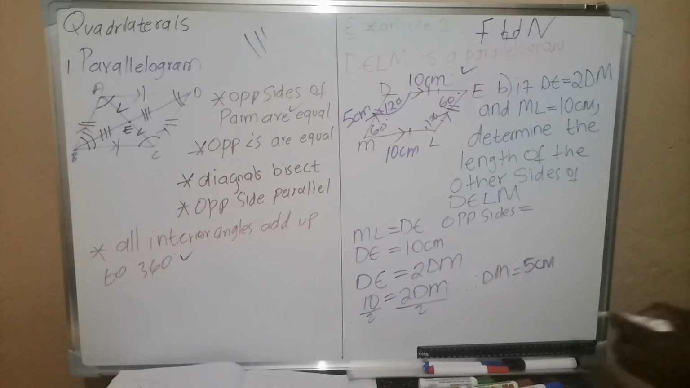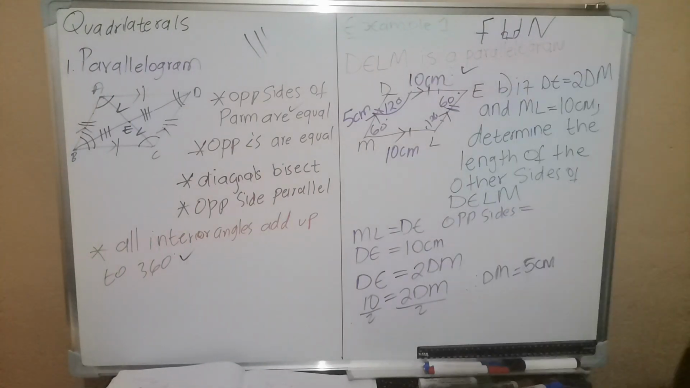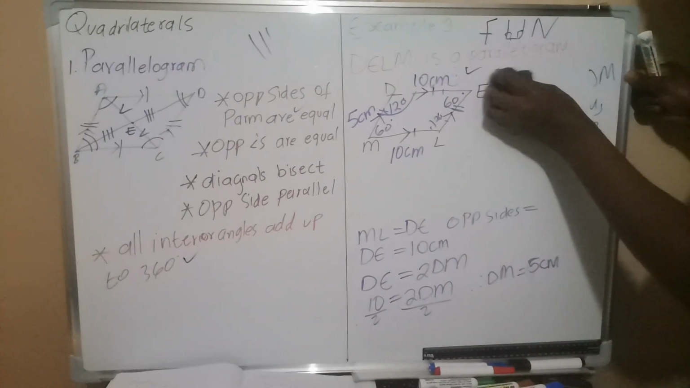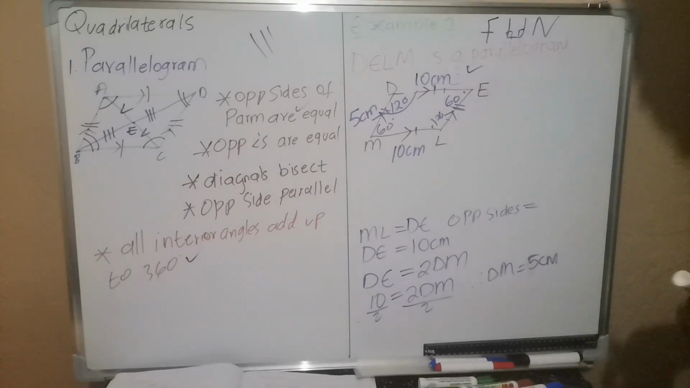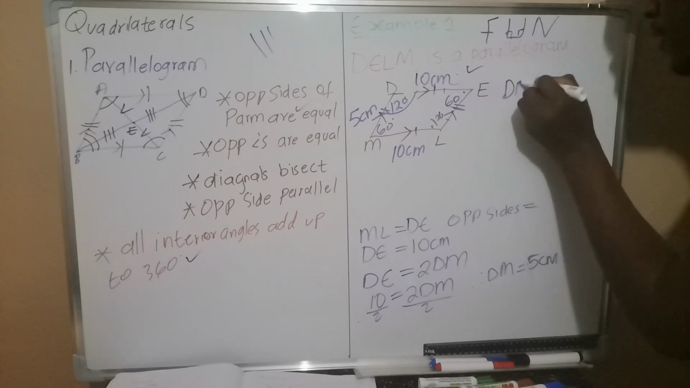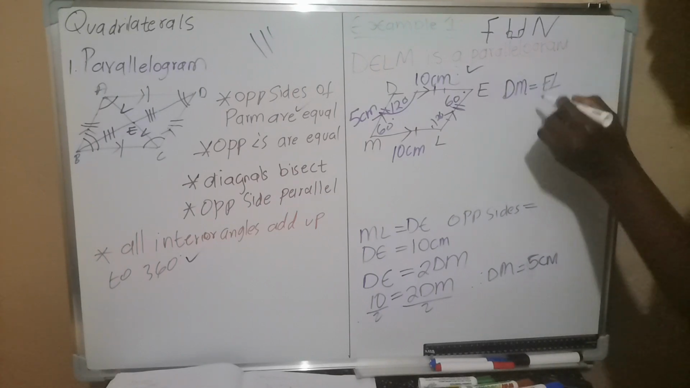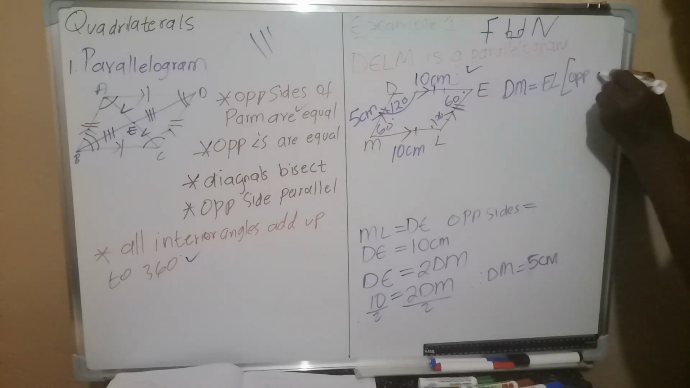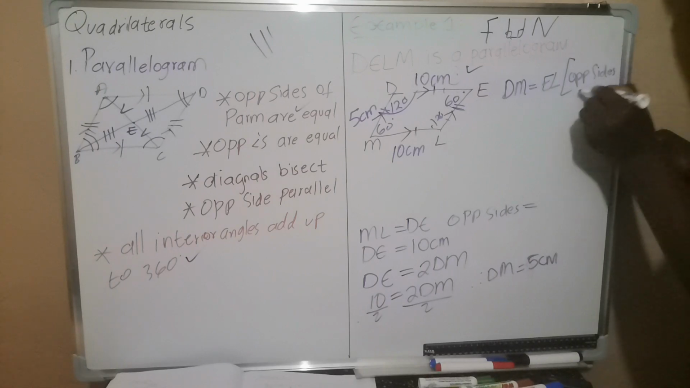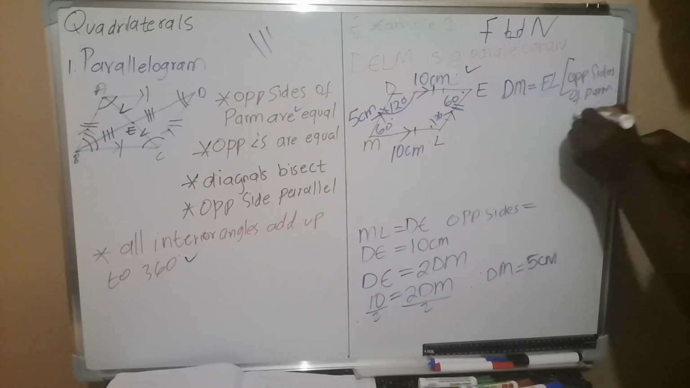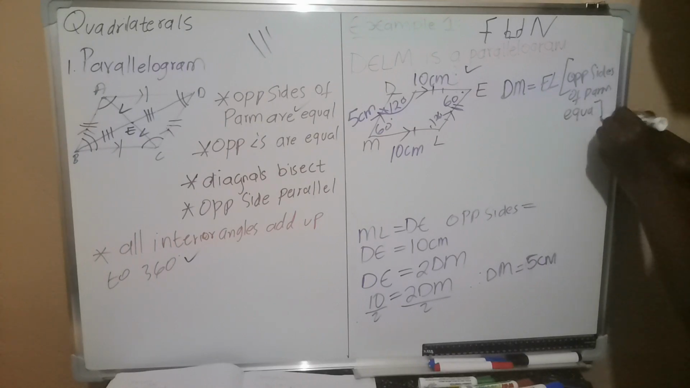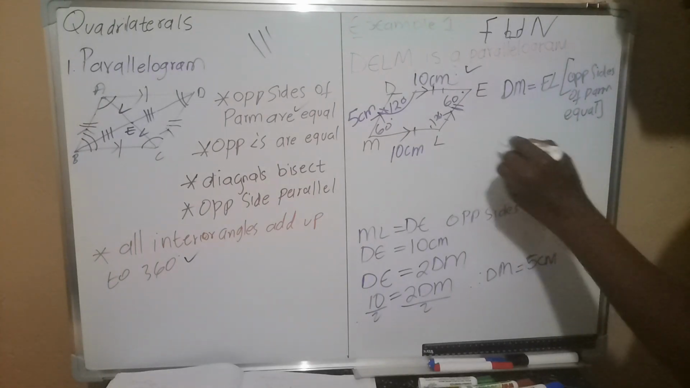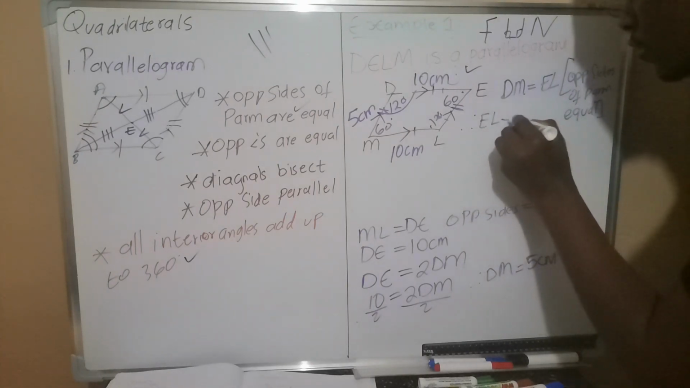Then DM. Now, DM is equal to EL. Why do I say these two sides are equal? Because opposite sides of a parallelogram are equal. DM is equal to EL. Now, what is the value of DM? It's 5 centimeters. That means, therefore, EL is equal to 5 centimeters.